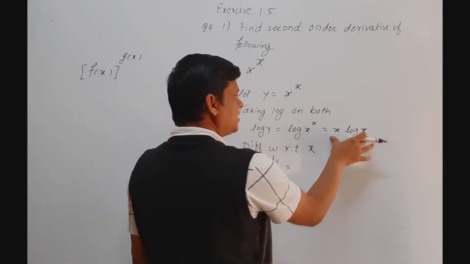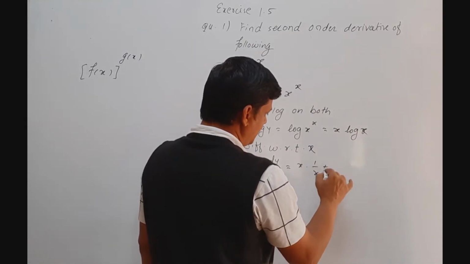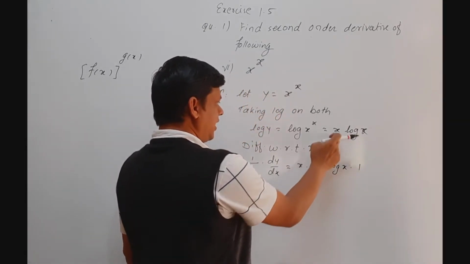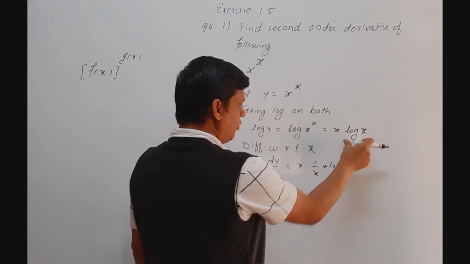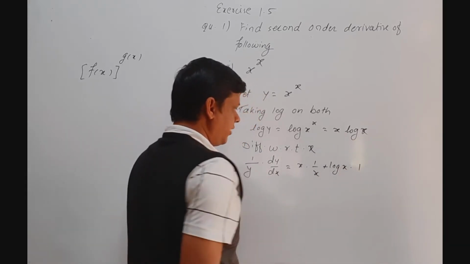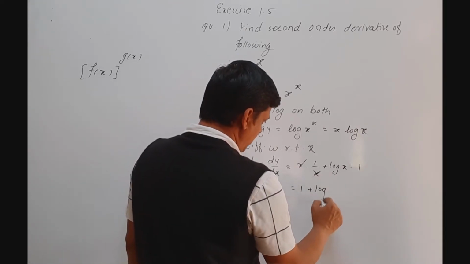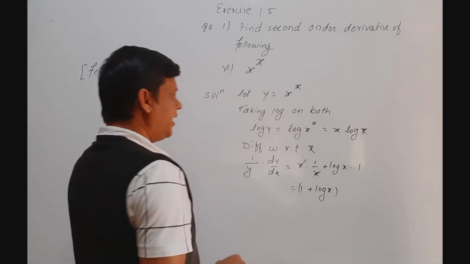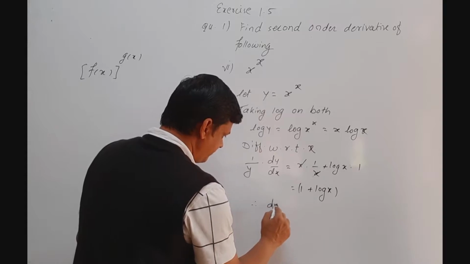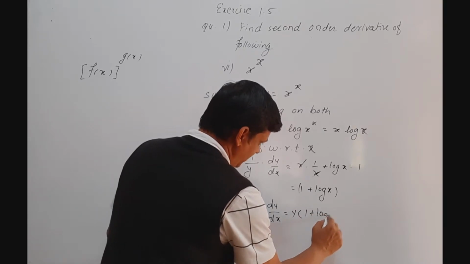Then for the derivative of this x log x, we have to apply the product rule. So first function into derivative of second plus second function into derivative of first. So here we write x, which is the first function, derivative of log x, which is 1 by x, plus the second function, which is log x, and the derivative of x with respect to x is 1. So here this x and x get cancelled, we write 1 plus log x. Now we require d2y by dx2. For that we transfer this y to the right hand side. So write here, therefore dy by dx is equal to y in bracket 1 plus log x.